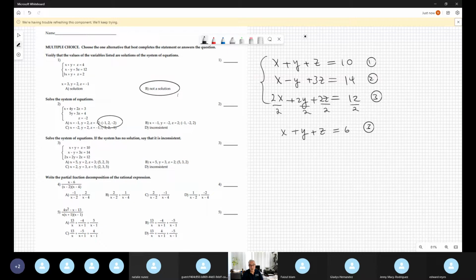This is the new equation 3 after the division by 2. And I see something weird, because this equation and this equation are a contradiction: x plus y plus c is 10, and also x plus y plus c is 6. Either it's 10 or it's 6, but not both. This is a typical no solution problem. The technical name for no solution is inconsistent. When a system is consistent, we have a solution.